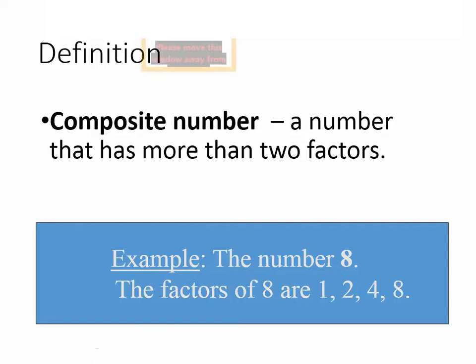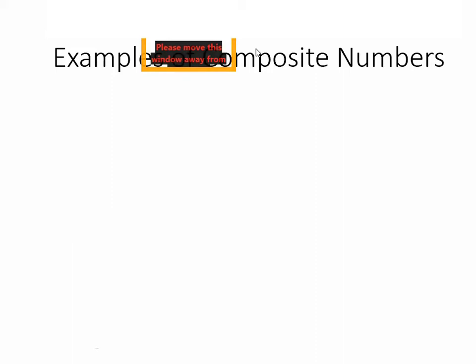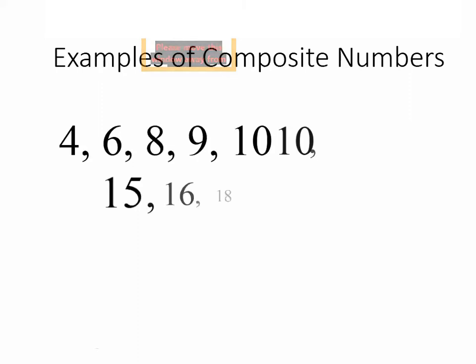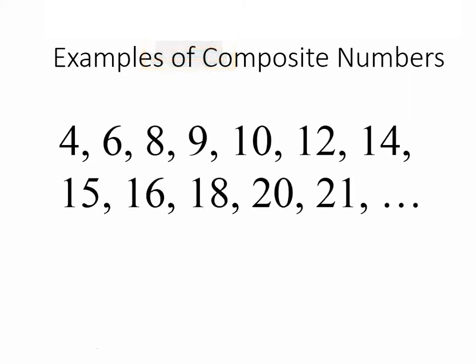So 8 is called a composite number. Why? Because whenever we have more than two factors, it becomes a composite number. Now we have some more examples of composite numbers: 4, 6, 8, 9, 10, sorry, not 11, it's 12, 14, 15, 16, 18, 20, and 21, and so on. We have a lot of composite numbers.